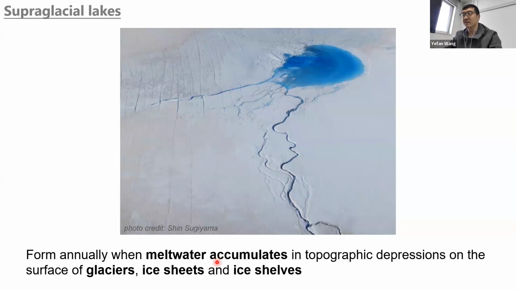So the first is a short introduction about the supraglacial lakes. In the summer, when we fly through the high Arctic, for example, Greenland or Alaska, sometimes we will see some blue patches on the surface of the ice sheet, just like these photos. So they are supraglacial lakes. These supraglacial lakes form annually when the meltwater accumulates in the topographic depressions on the surface of glaciers, ice sheets, and ice shelves.